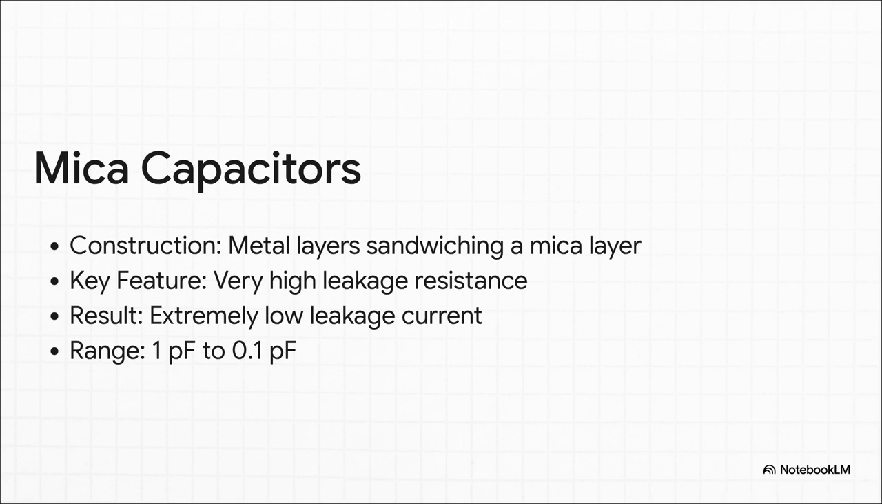Then we have mica capacitors. The construction is simple, really, just layers of metal with a layer of mica sandwiched in between. But their key feature is amazing. They have extremely low leakage. What that means is once you charge them up, they are brilliant at holding on to that charge without letting it trickle away. This makes them perfect for super precise jobs, like in timing circuits or high-end scientific gear.